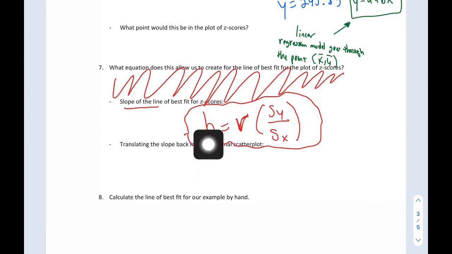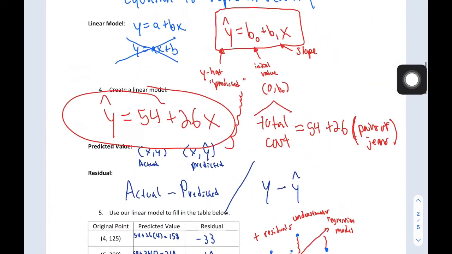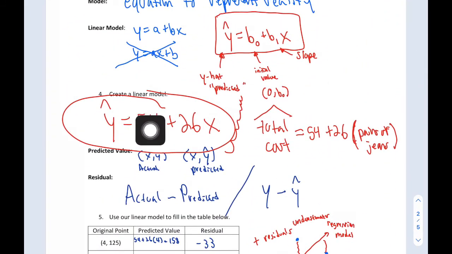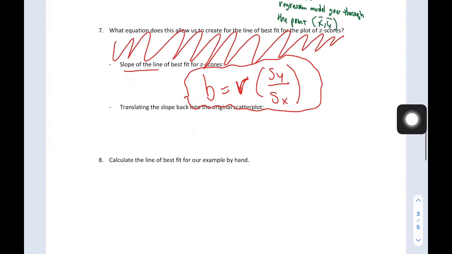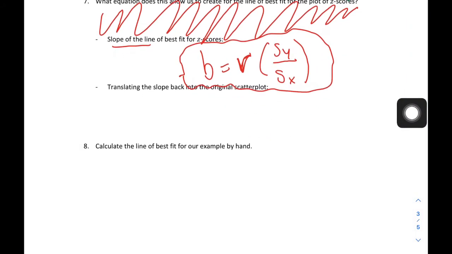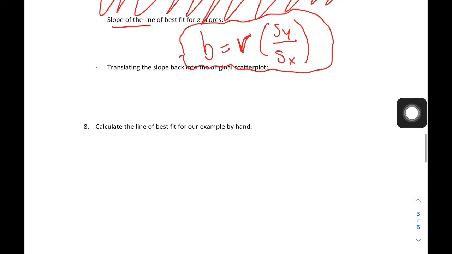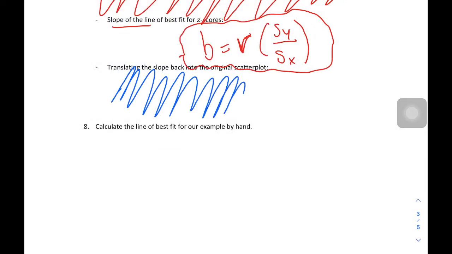Now, why would you ever want to find the slope this way if your calculator gives you the slope? Remember when we did regression, the calculator told us that the y-intercept was 54 and the slope was 26. So why would we ever even care about this? Well, there are going to be some questions, guys, where they don't give you all the statistics. They just give you a few summary things.